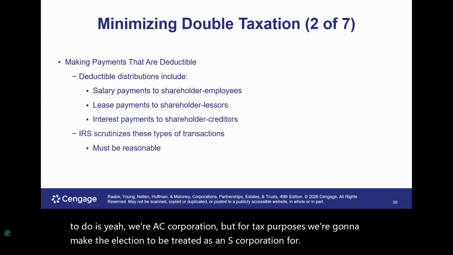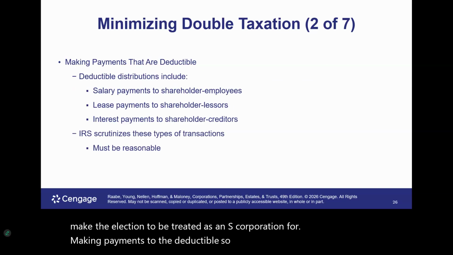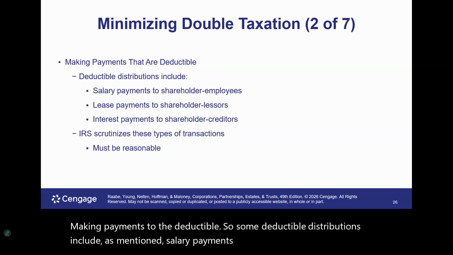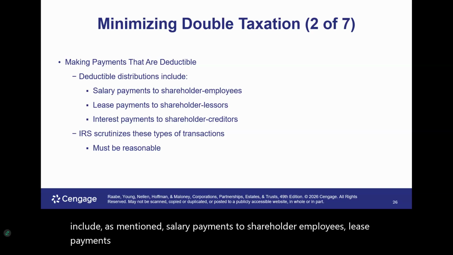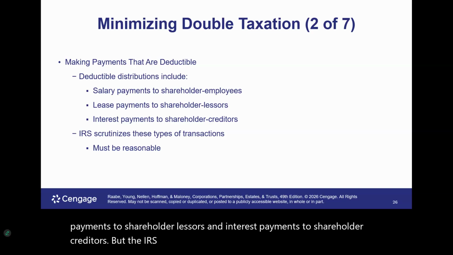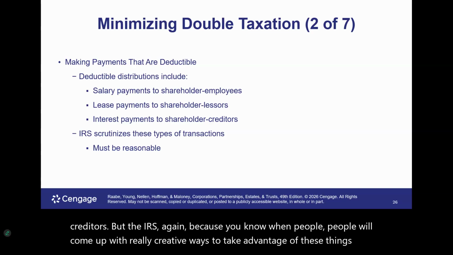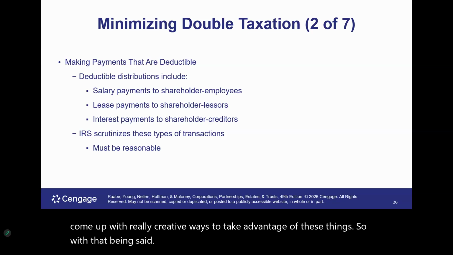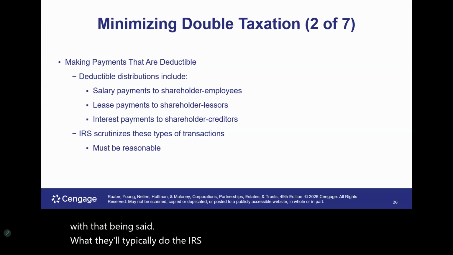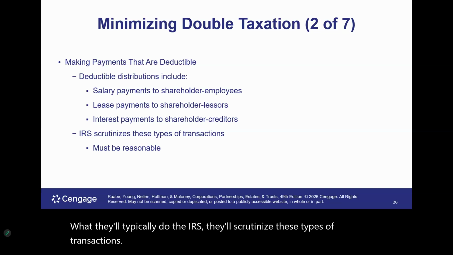Making payments that are deductible. So some deductible distributions include, as mentioned, salary payments to shareholder employees, lease payments to shareholder lessors, and interest payments to shareholder creditors. But the IRS, because people will come up with really creative ways to take advantage of these things, will typically scrutinize these types of transactions because they need to be reasonable.